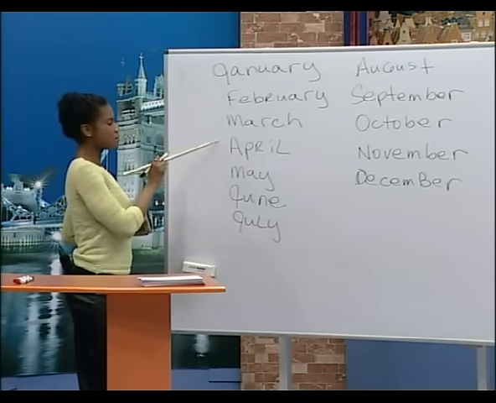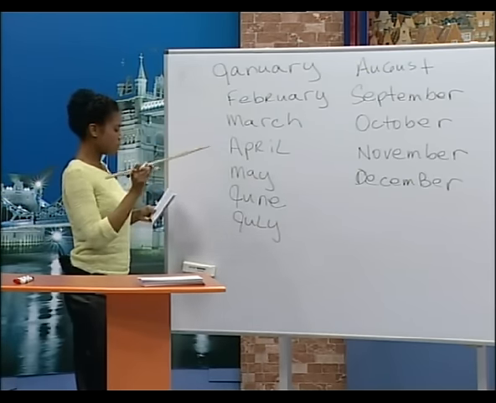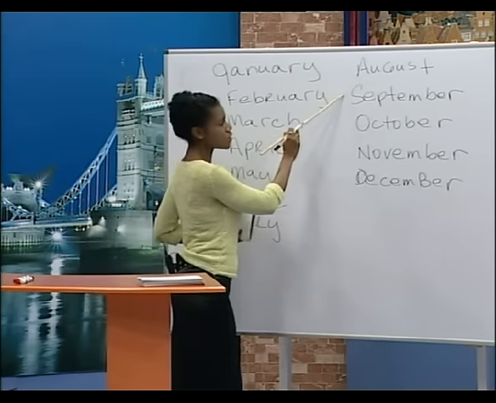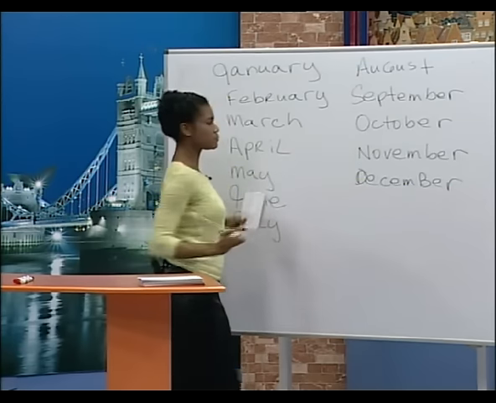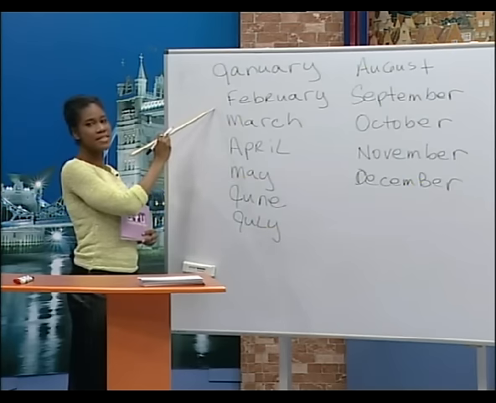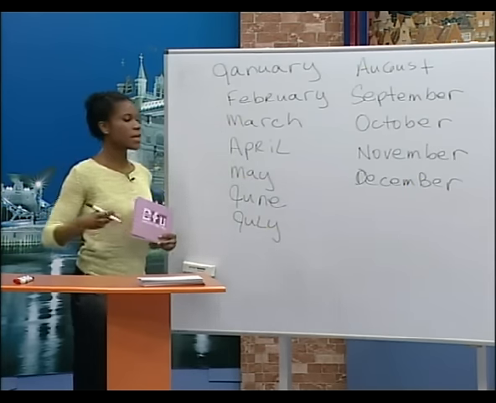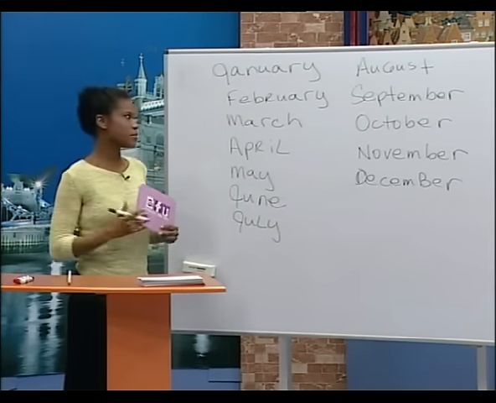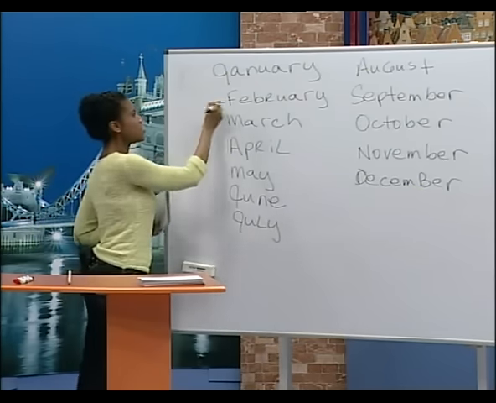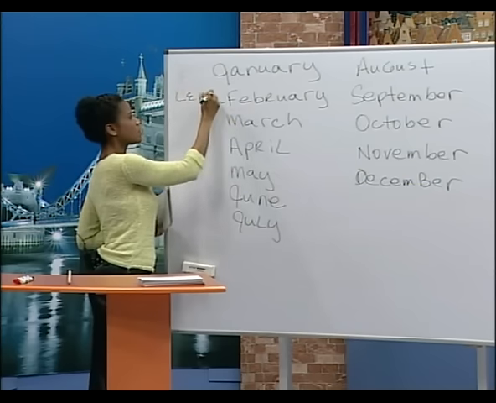Some months have 30 days. These months are April, June, September, November. The month of February has 28 days. Every 4 years, it has 29 days. That year is called leap year.